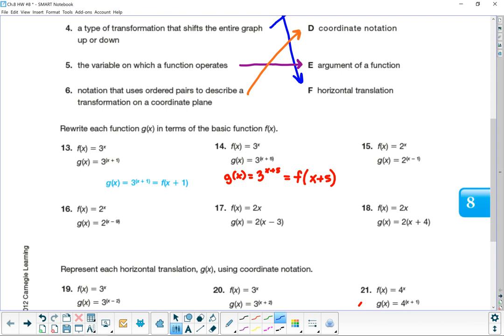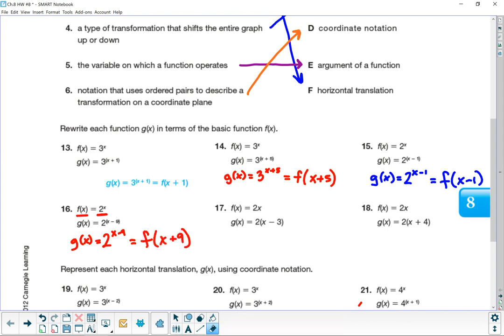Okay. This one, g of x, which is 2 to the x minus 1, in terms of the basic function is going to be f of x, but instead of x, it's going to be x minus 1. Just like that. This one, g of x, instead of 2 to the x minus 9, you see how 2 to the x is already f of x, so we're just going to go plus 9 on it. So it'll be f of x plus 9. Just like that.